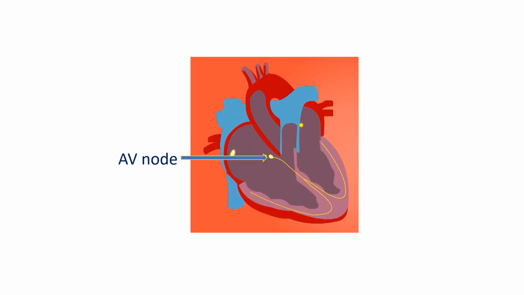AV node is located near the atrioventricular junction in the lower part of the right atrium. It is a subendocardial structure located at the apex of the triangle of Koch. Triangle of Koch is bounded by the tendon of Todaro, coronary sinus orifice and septal leaflet of the tricuspid valve. AV node is a slow conducting tissue which causes the predominant portion of the physiological AV delay.